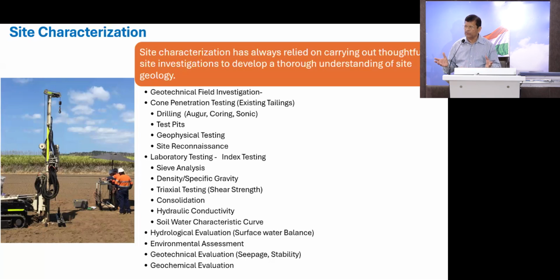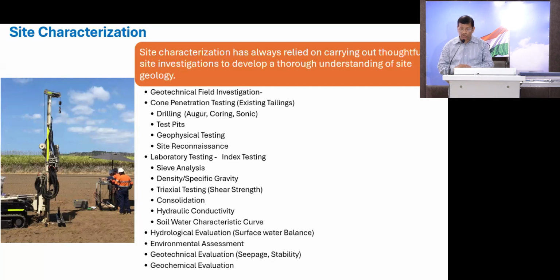And then we do some test pits, but initially for tailings, test pits don't do much. But we have geophysical testing, and I will show you one slide there. And again, the site reconnaissance: you send geologists, they look into the site, and that is the initial step. And we do a lot of laboratory testing. The main part for our seepage analysis is the hydraulic conductivity test, and for stability analysis we need the strength test, mainly the shear strength of the material.